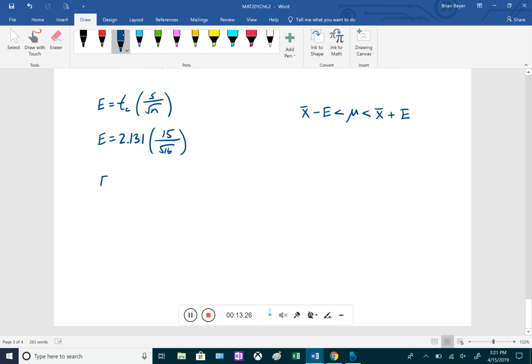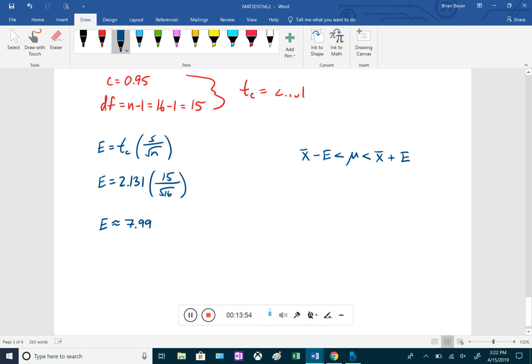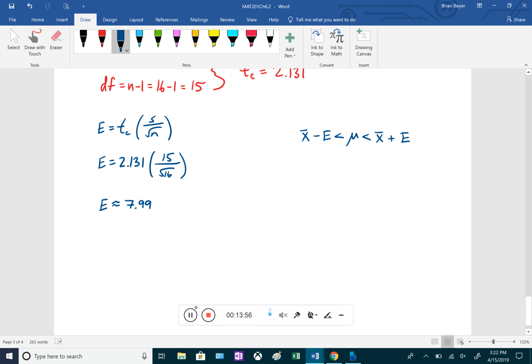So we're going to get E is about 7.99. So that's the margin of error. So remember, the margin of error is the difference between the sample mean and the population mean with, in this case, 95% confidence. So now setting up this confidence interval over here, it's going to be X bar minus E, so that's going to be 162 minus 7.99. That's the lower bound. The upper bound is 162 plus 7.99.